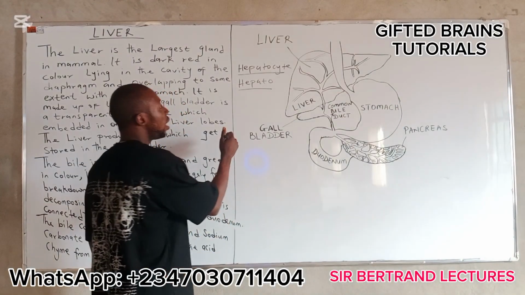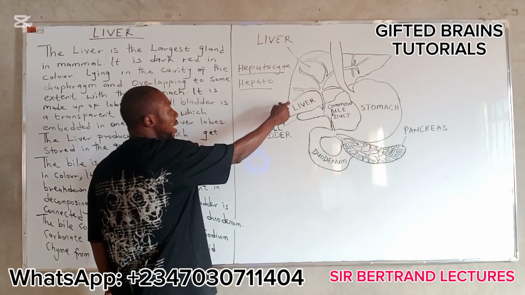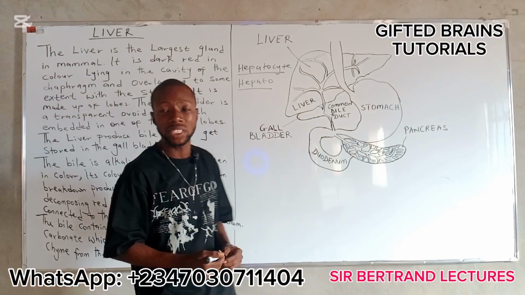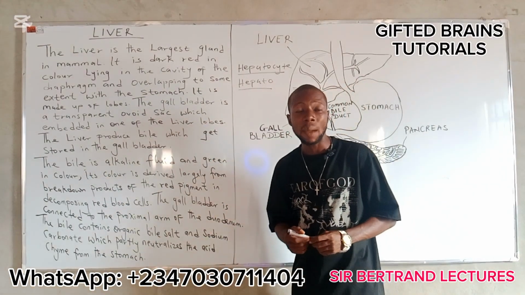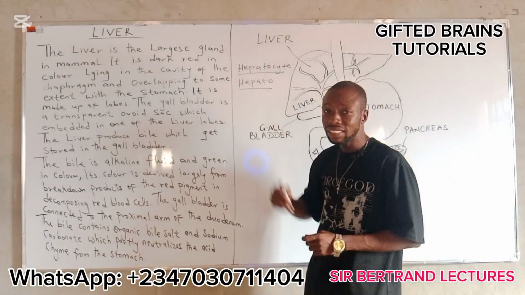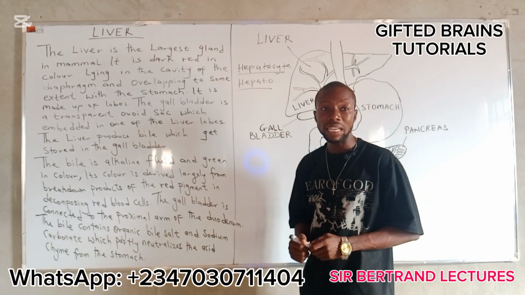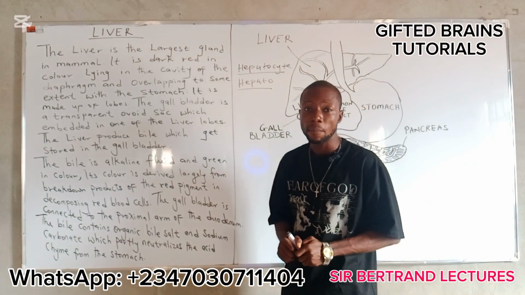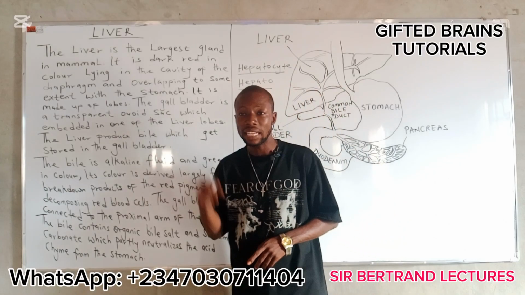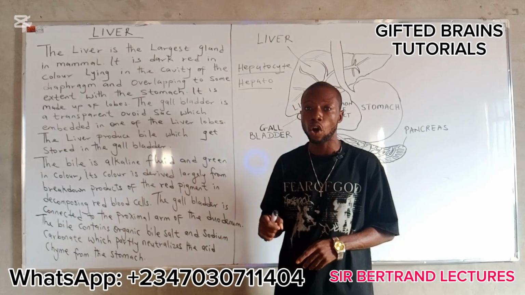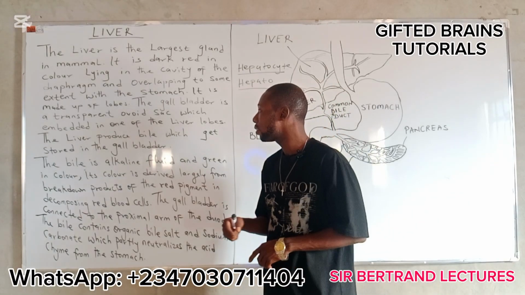Now, the particular cell in the liver that performs the key function, which is to produce bile, is called the hepatocytes. This is a special cell that plays the key functional role of the liver by producing the bile. And I said that this bile gets stored temporarily in the gallbladder.